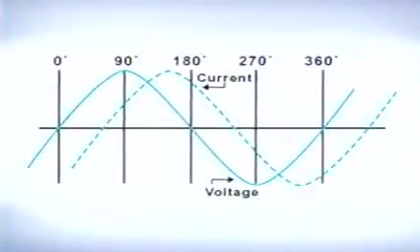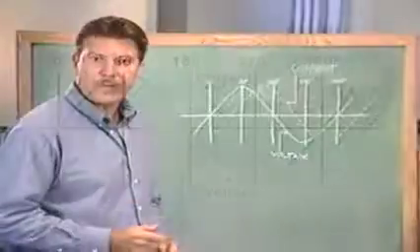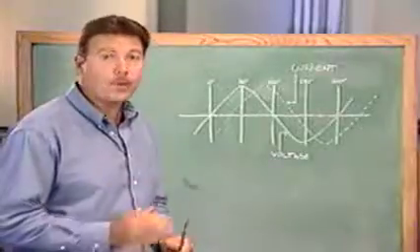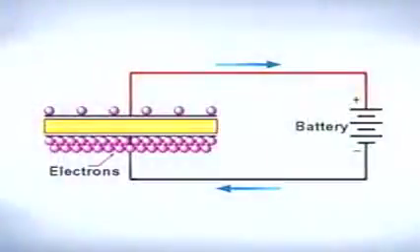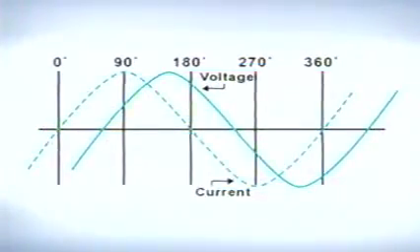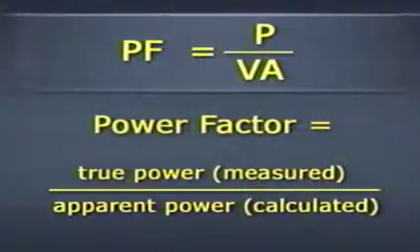Inductance is the effect of the changing magnetic fields in AC circuits. This causes a voltage to lead the current. Inductive reactance is a result of the resistance that exists when the electron flow is reversed. Capacitive reactance is present in circuits that contain capacitors. This effect causes the current to lead the voltage. The power factor in an AC circuit can be determined by dividing the measured power by the calculated power.